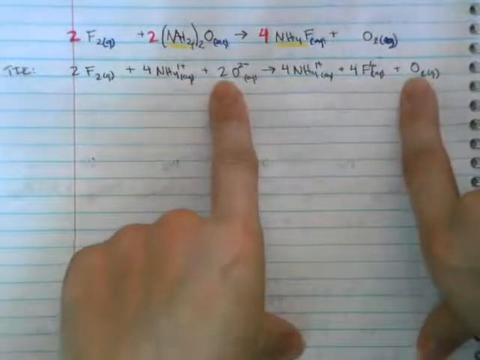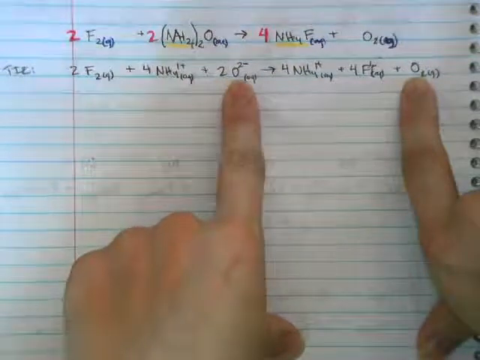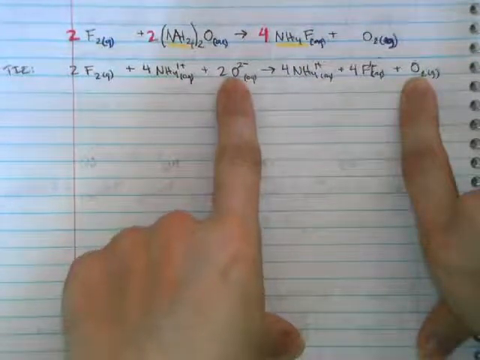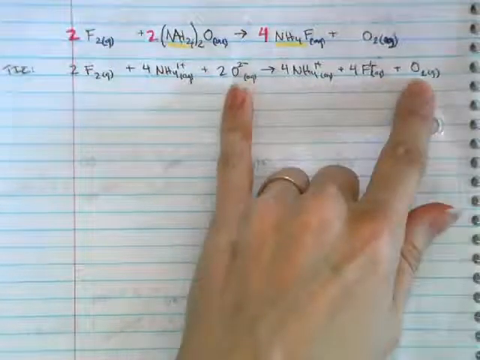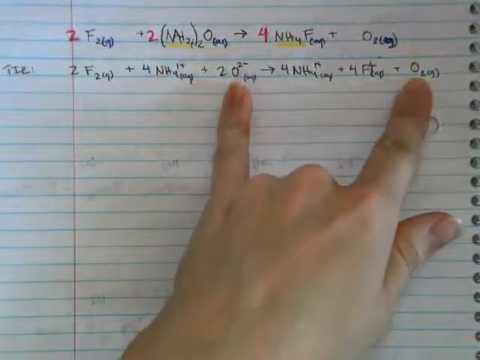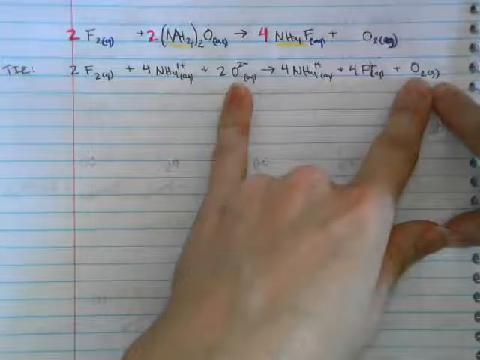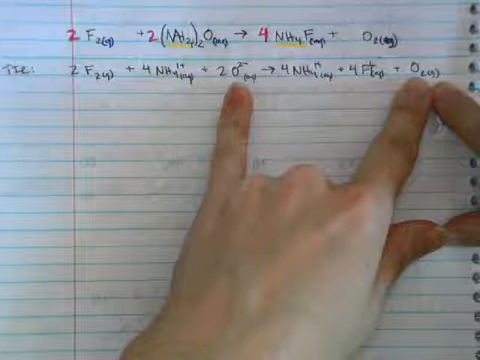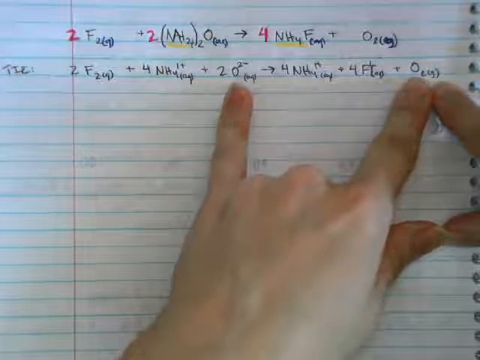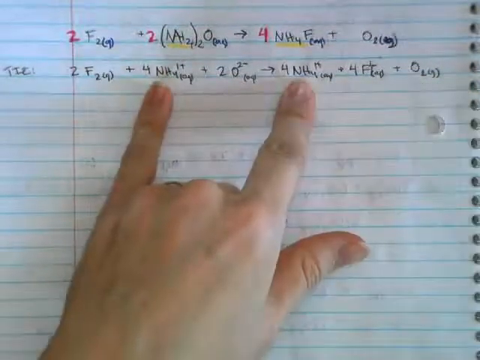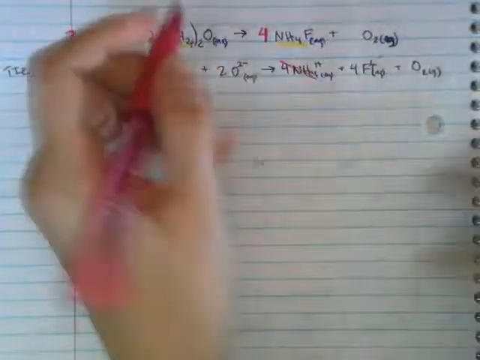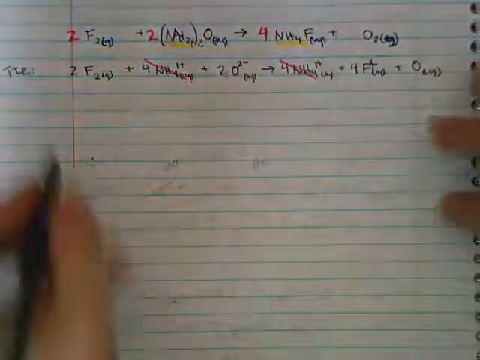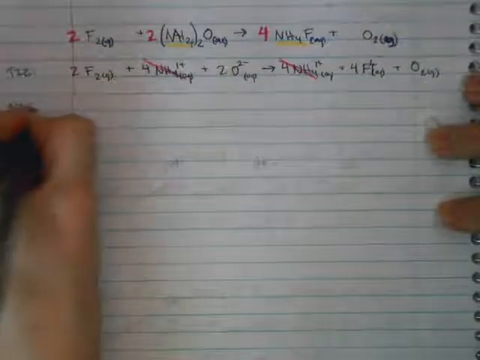Same thing with oxygen. Oxygen goes through the reverse process. Here it is oxide. We have two oxide ions that are dissolved in water, and then they are oxidized and form molecular oxygen gas. Okay, those are not spectators. The only spectator here is ammonium, which starts as an ion and ends as an ion. So I'm going to get rid of those guys. And that which is left over is my net ionic equation.